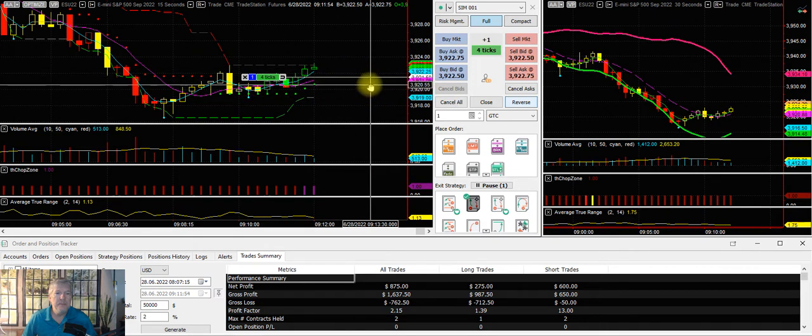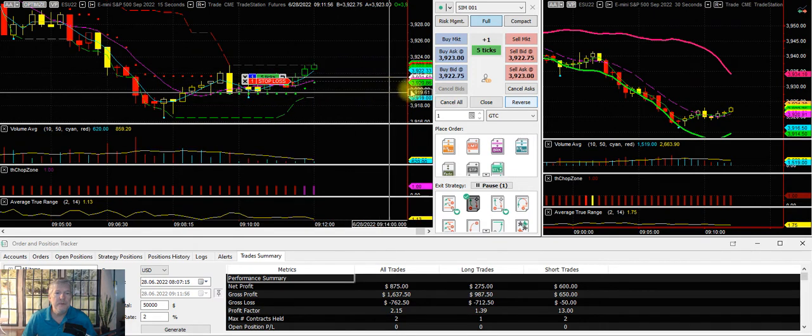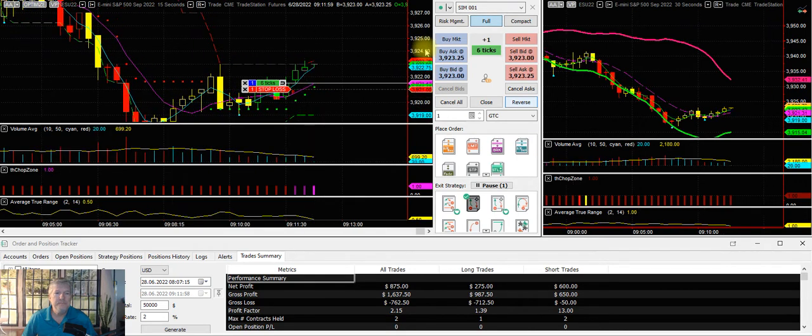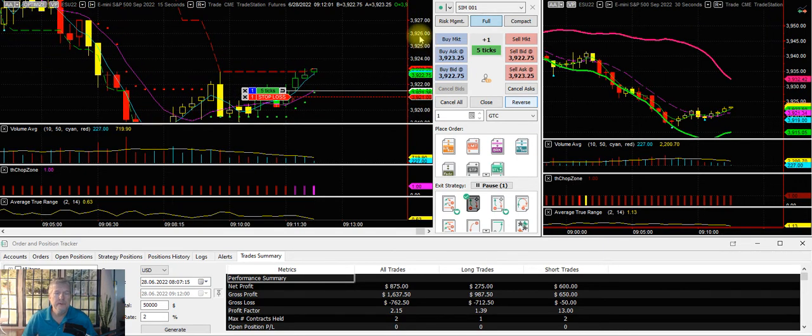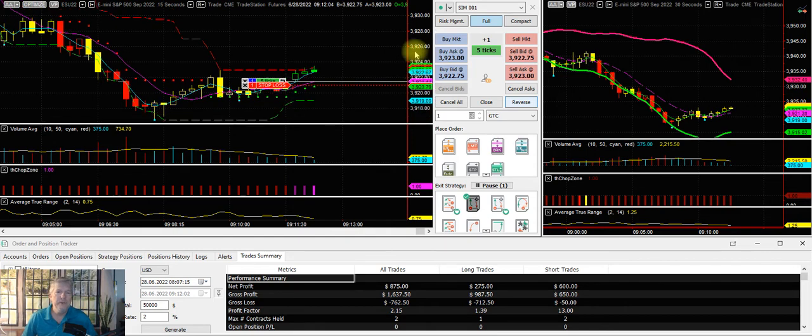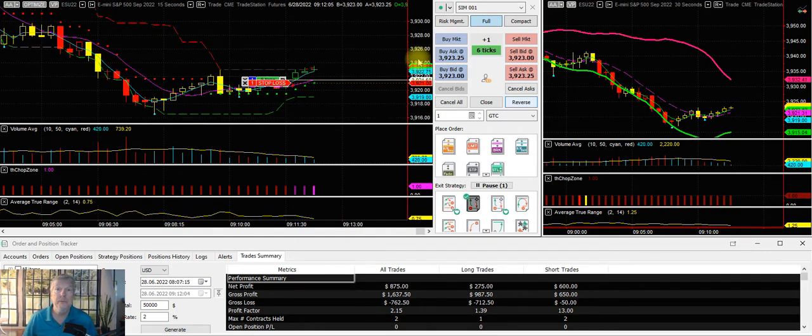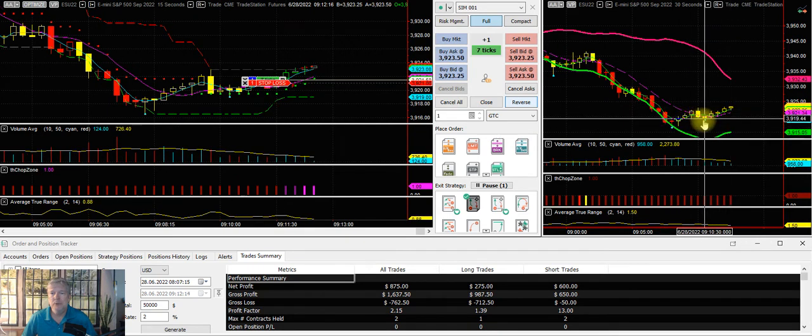Let's get this stop up here because we don't want to give up our profits on the morning. You really want to manage your risk so you don't give up your winnings. You work for it. You need to keep it. All right, so it looks like we might be turning higher. We got this lower pivot right here, 39.1880.